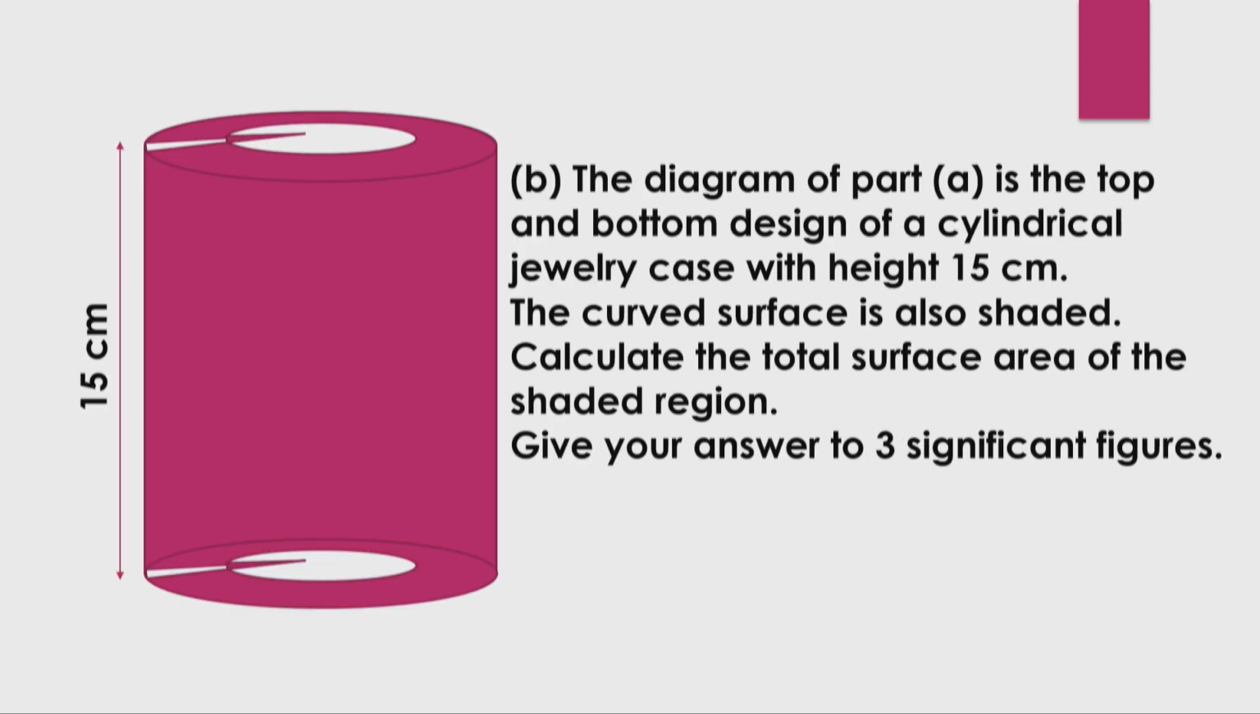Part B. The diagram of Part A is the top and bottom design of a cylindrical jewelry case with height 15 centimeters. The curved surface is also shaded. Calculate the total surface area of the shaded region. Give your answer to three significant figures.